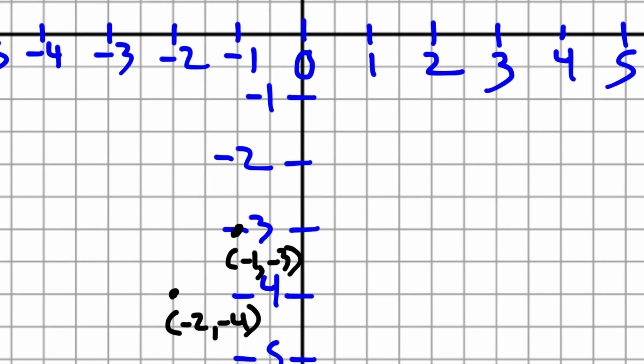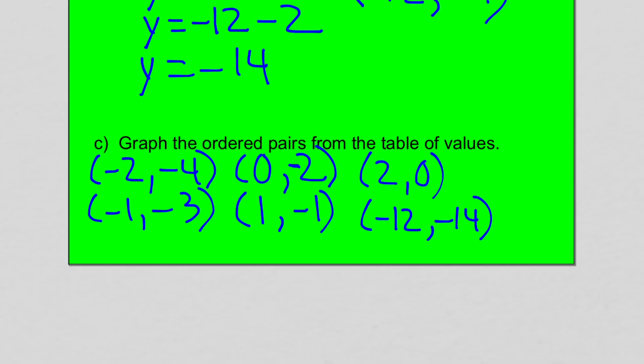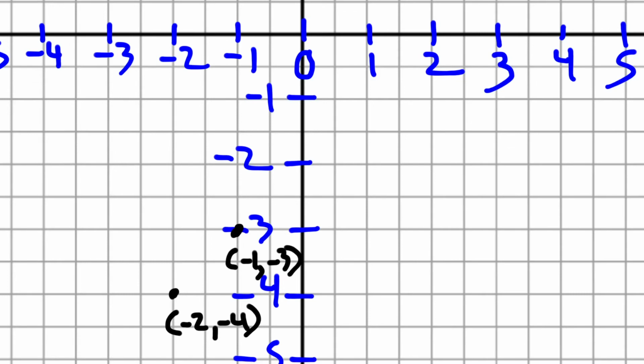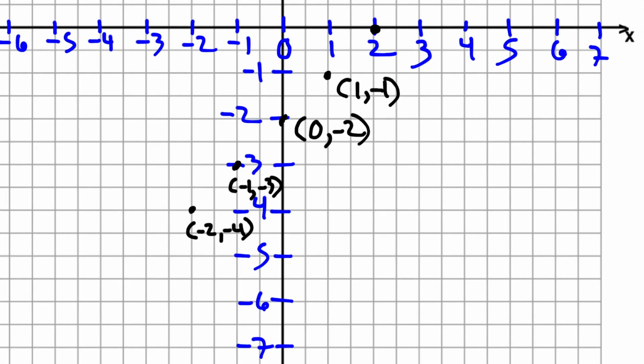-1, -3. And then the next one is 0, -2. So we don't move on the x-axis, but we'll go down to -2 on the y. We'll call that 0, -2. And then 1 and -1. And then we also had 2 and 0, which means we go across 2 on the x-axis, but we don't move anywhere on the y-axis. Now you can see once again we have a straight line, a linear relation.